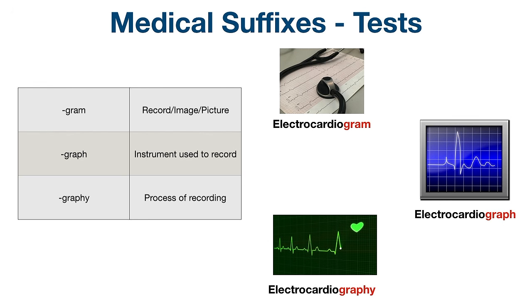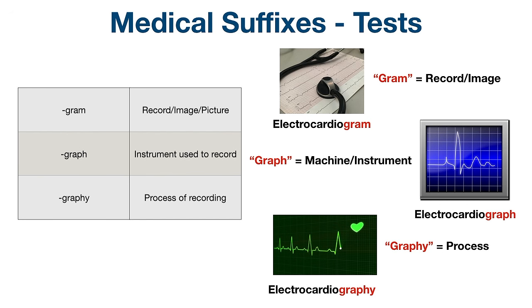Finally, we have graphy, which means to record or to take a picture. It's the actual act or process of recording or taking a picture. For example, electrocardiography means to record the electrical activity of the heart. So to recap, gram refers to the actual record or image, graph refers to the machine that obtains the record or takes the picture, and graphy refers to the actual process of obtaining that record or taking the picture.